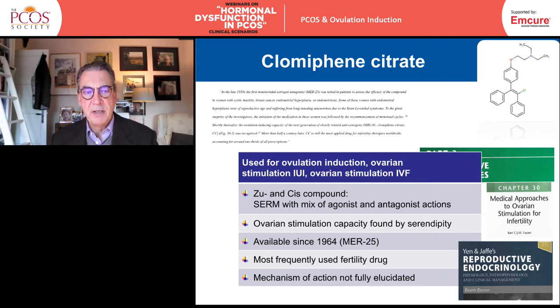So it's composed of a mixture of compounds, both the zu and cis compounds, with different receptor affinity, different half-lives. In that respect, you can consider it a SERM, a selective estrogen receptor modulator. Available since the early 60s, still most frequently used, and when you look at the more detailed endocrine studies, I think it's fair to state that the mechanism of action is still not fully elucidated. We refer to it as an anti-estrogen, but that's a simplification. There's more to it than that. Think about it, used for so long, for more than 50 years now.